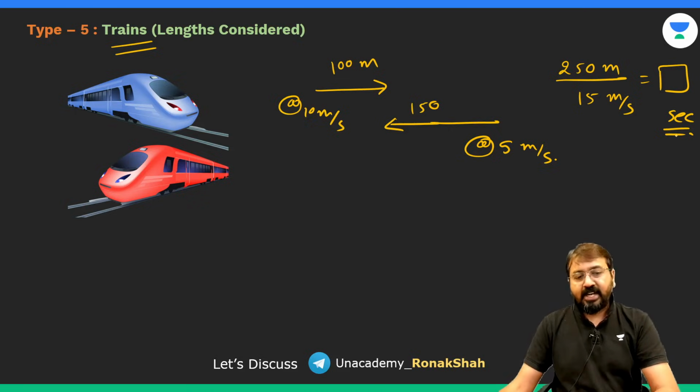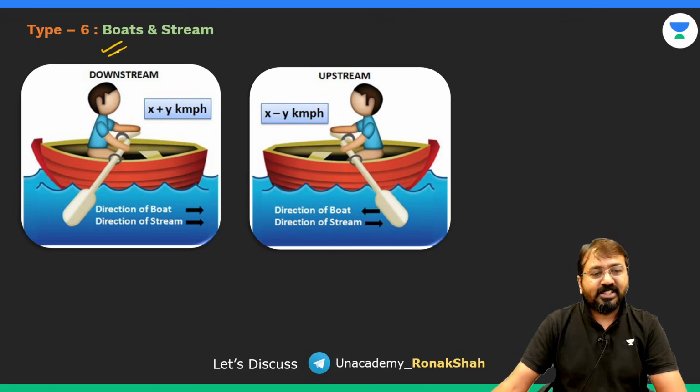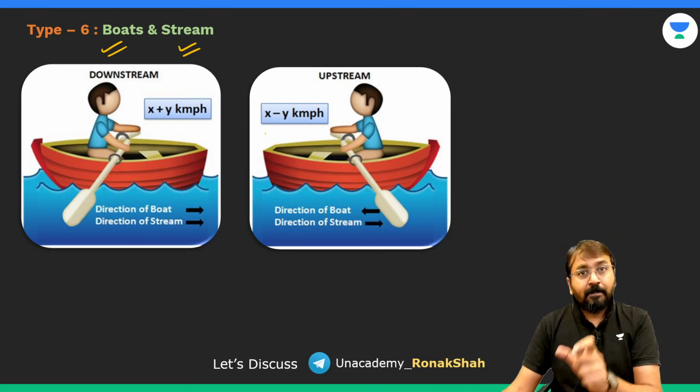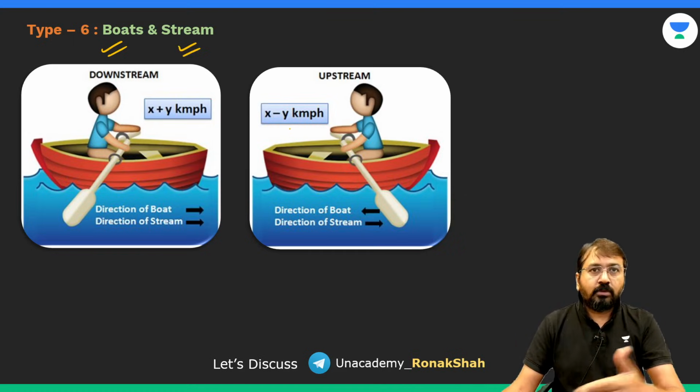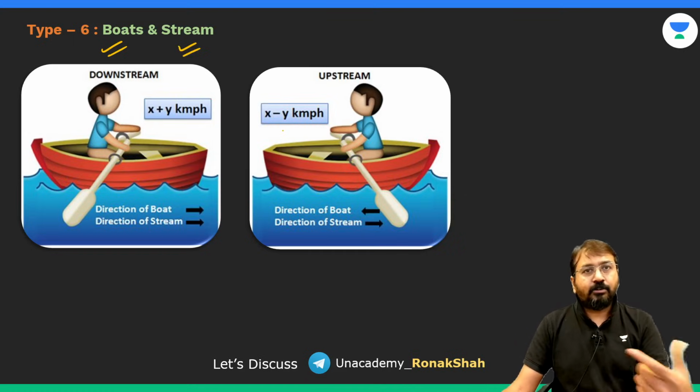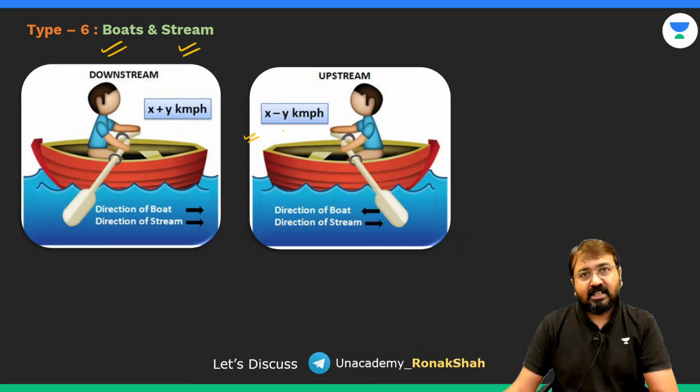So this is the fifth variety, and the last variety is boats and stream. In boats and stream, you know that when you drive your boat in the direction of the current, that situation is called downstream, and the effective speed will be the sum of the speed of the boat and the river. Similarly, if you drive it against the current of the river, then it will be upstream. So you know this formula, and we'll look at the questions that are being asked in the CAT exam so that you can practice those varieties.